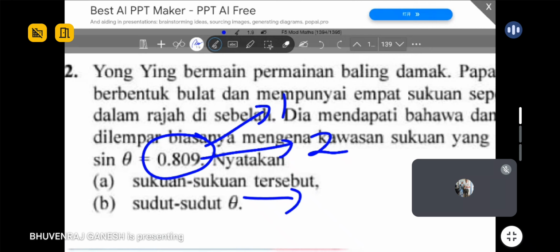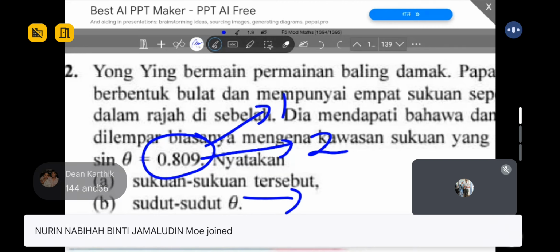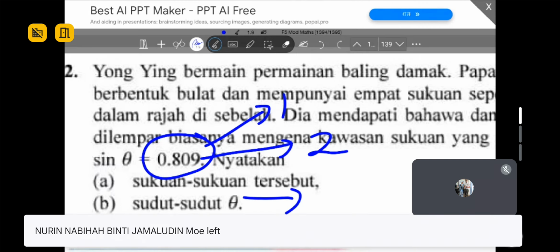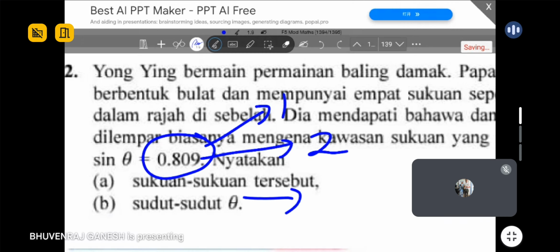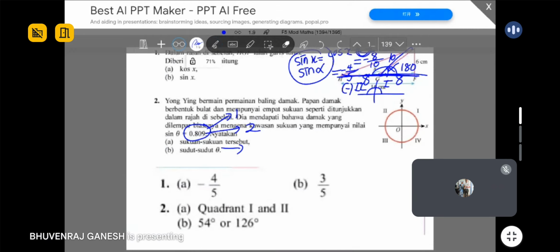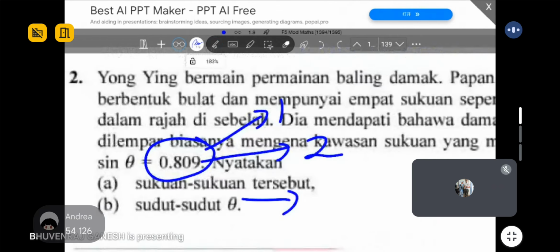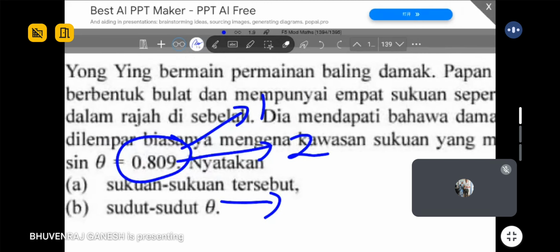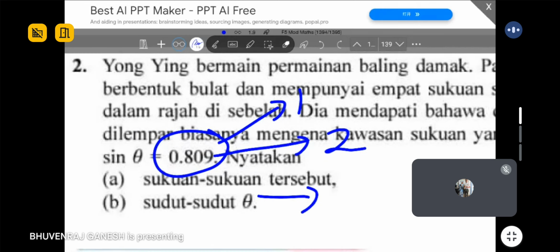So anyone, what is your two angle? Dua sudut bagi theta. This one is easy because quadrant 1 and quadrant 2 only. 144 and 30. Are you sure? Correct. 144 and 36. I don't think so. Guys, can you all try again? 36, 126. How you all get 36 guys? Macam mana kamu dapat yang tu? Yes, 54 and 126 guys. Where you get 36? Kartik and Sophia. Andrea correct. Okay, 54 and 126.